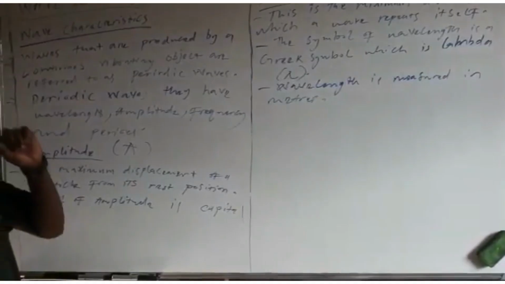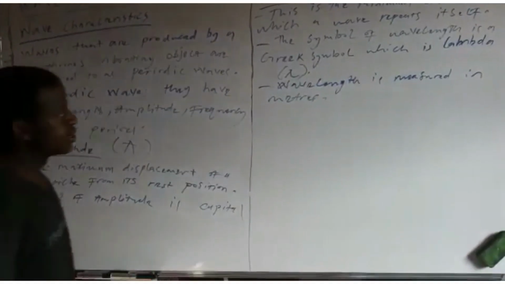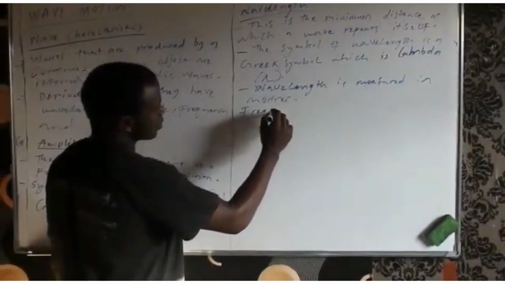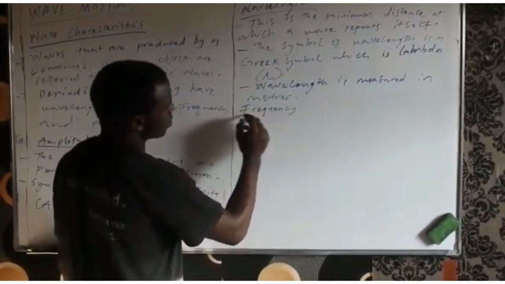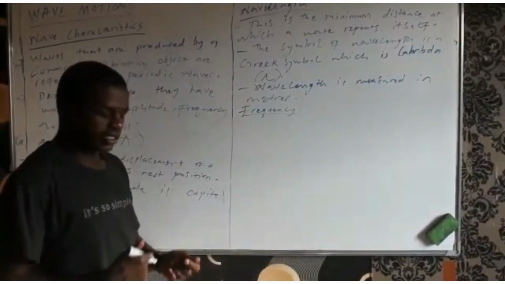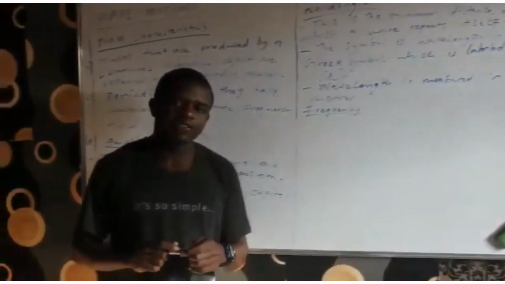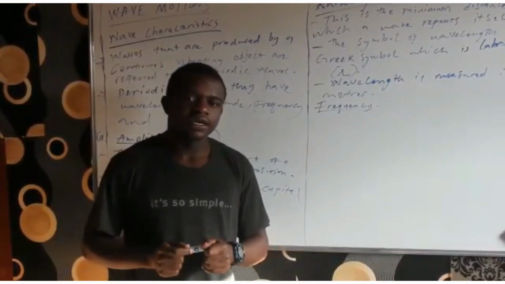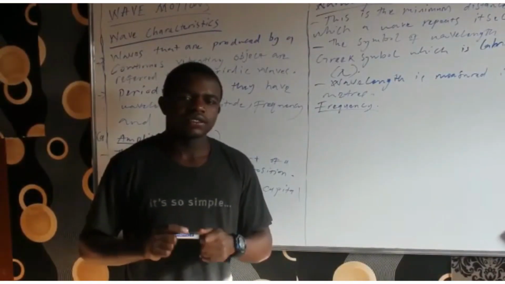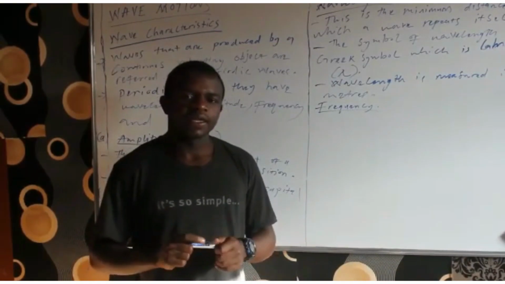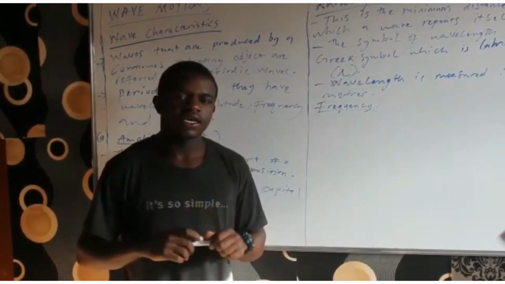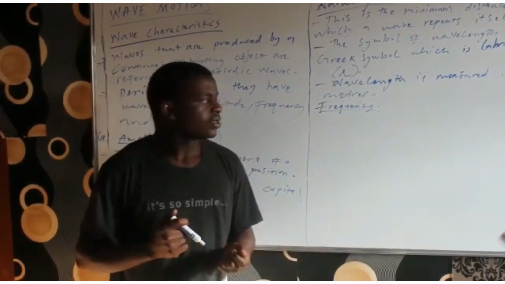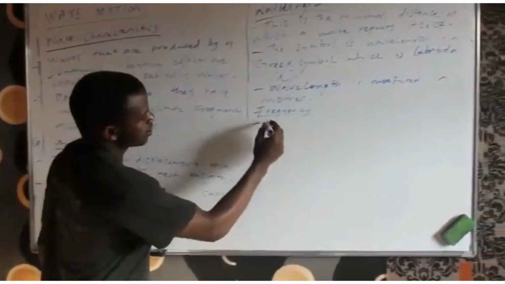We proceed. We look at frequency. So frequency is defined as the number of waves that are passing through a certain point per second. And the symbol of frequency is capital letter F, and frequency is measured in Hz.